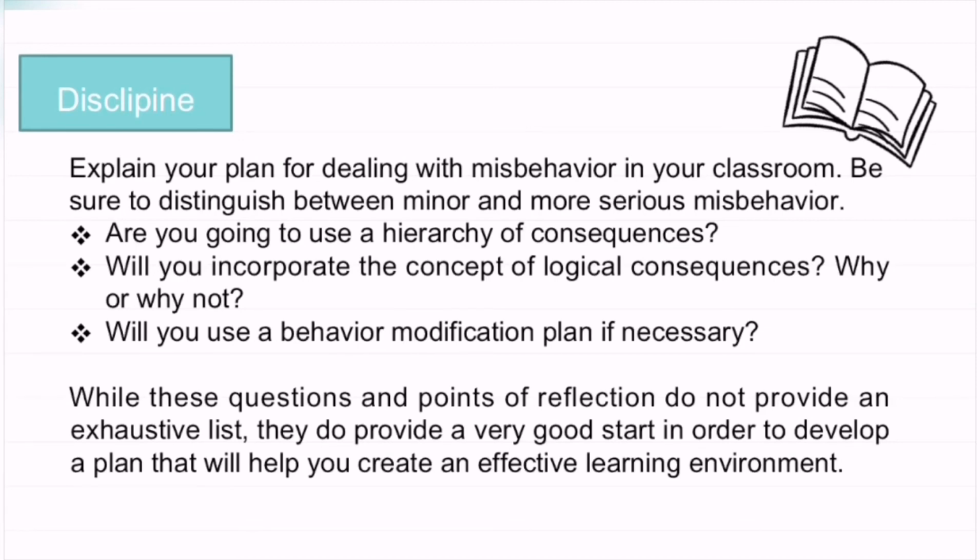There are questions and points of reflection here. The points are: explain your plan for dealing with misbehavior in your classroom, and be sure to distinguish between minor and more serious misbehavior. And then the questions are: first, are you going to use a hierarchy of consequences? Second, will you incorporate the concept of logical consequences? Why or why not? And then the last one is: will you use a behavior modification plan if necessary?